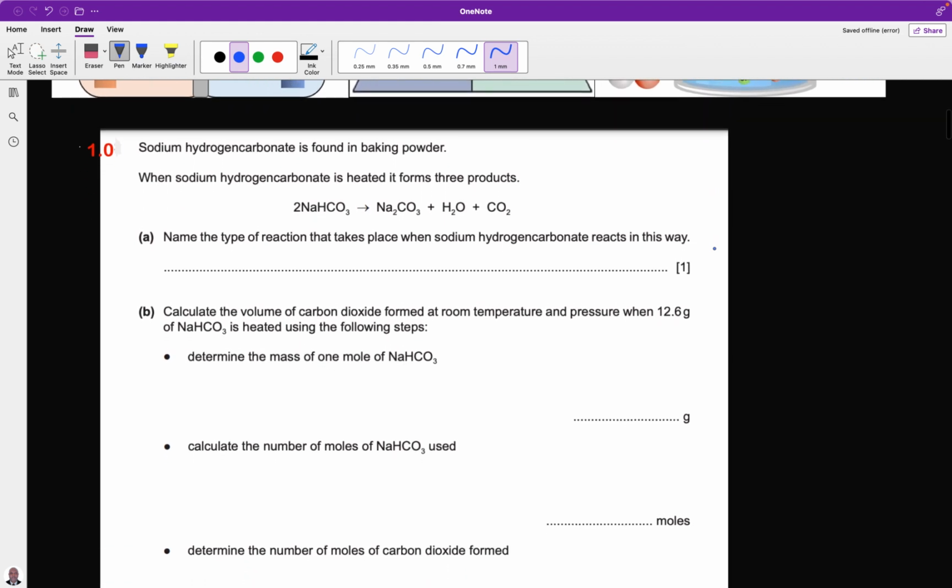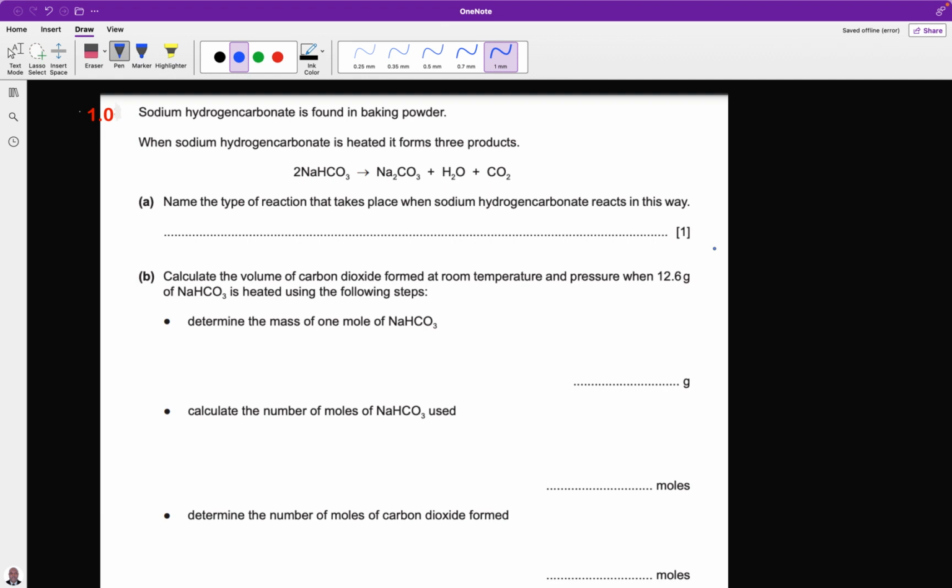We are going to start with question number one. Sodium hydrogen carbonate is found in baking powder. When sodium hydrogen carbonate is heated, it forms three products. This is the equation. NaHCO3 will give us Na2CO3 plus water plus CO2.